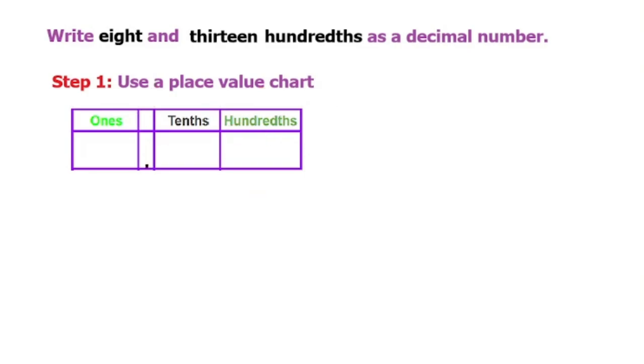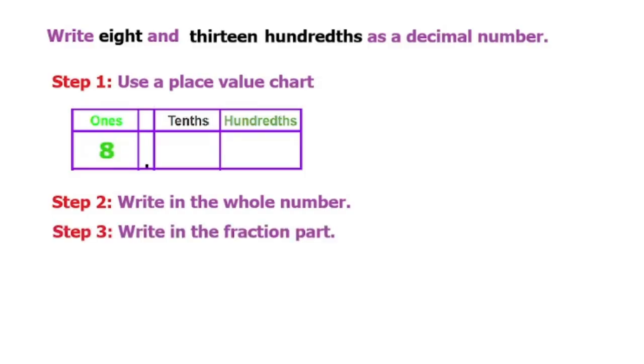Okay, so the next step is to write in the whole number. So we know 8 is a whole number. So we could put that into the ones column right away. Okay, then write in the fraction part. So the fraction part is this one, 13 hundredths.